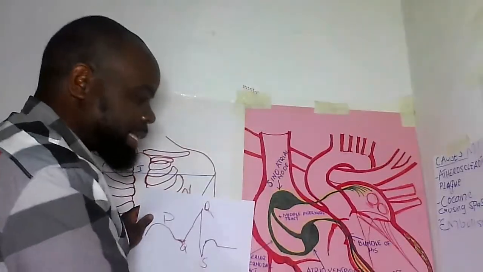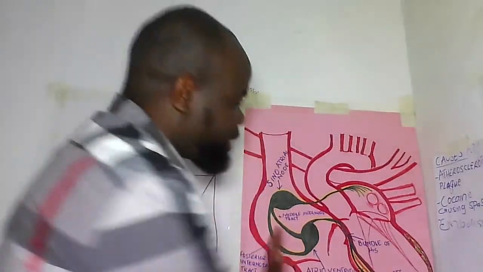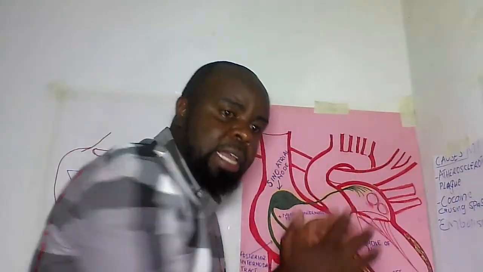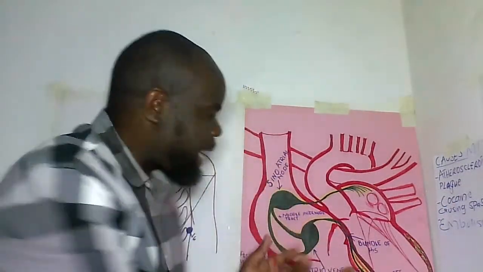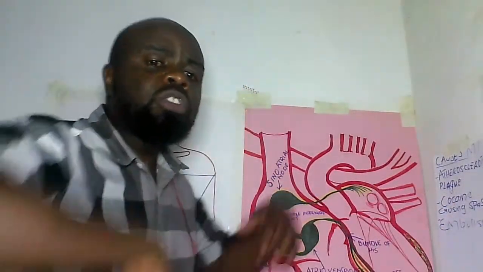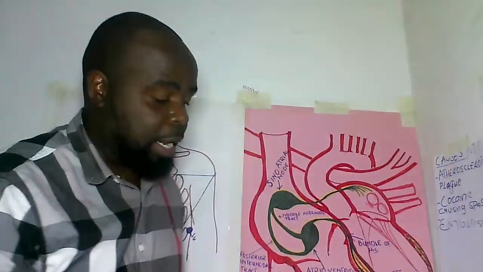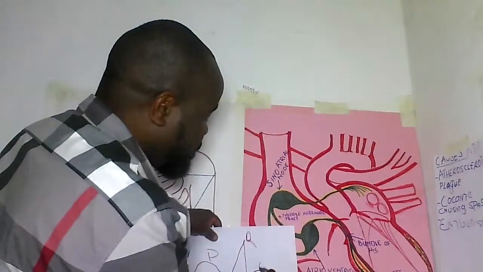So after the S, when the ventricles have contracted, they will still have to push blood so that it goes to the lungs and the systemic circulation. So that is still called depolarization, and we have the T wave.